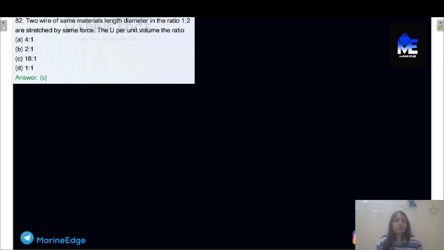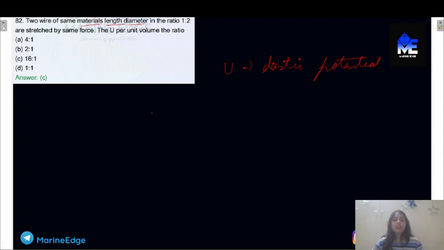Two wires of same material, same length, and diameter in the ratio of 2 is to 1, are stretched by the same force. So it is asking for U per unit volume, the ratio. What is U? Elastic potential energy, right? Now, both the wires are made of the same material, they are the same length, and there is a ratio in the diameters. Okay. And the force applied on both of them is also the same.